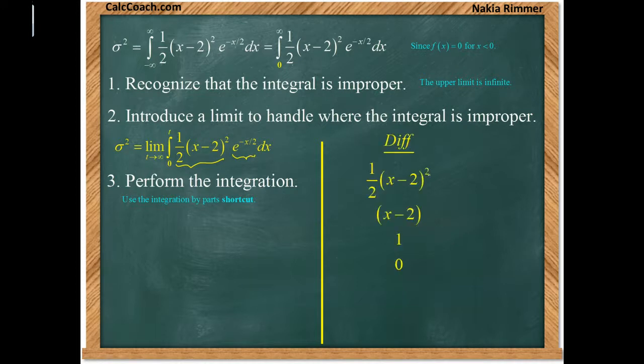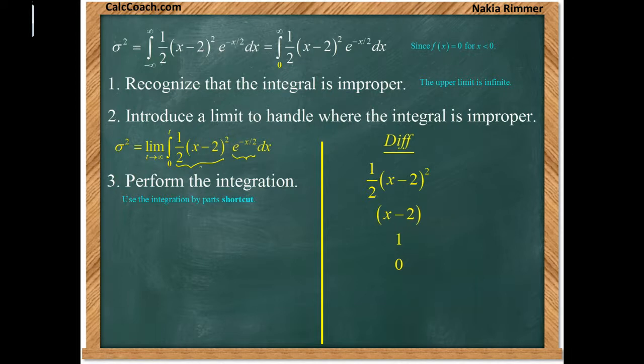So the first time you take the derivative, the 2 and the half cancel each other out, and you have x minus 2 to the first power. Chain rule just gives you a 1 by multiplying by the derivative inside. So the first derivative is x minus 2. The next derivative of that would be 1, and then the derivative of that would be 0. So you took the derivative of the polynomial term down to 0.